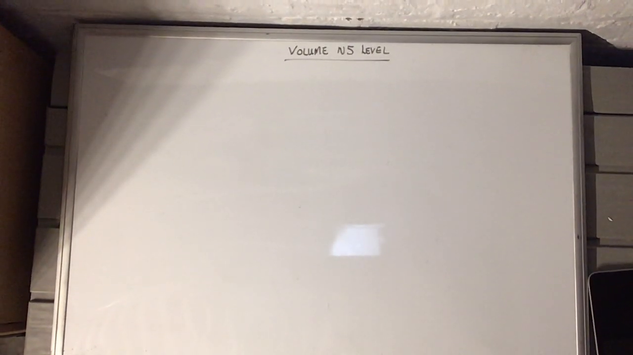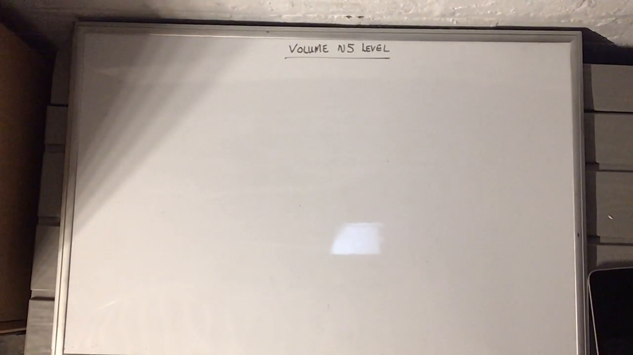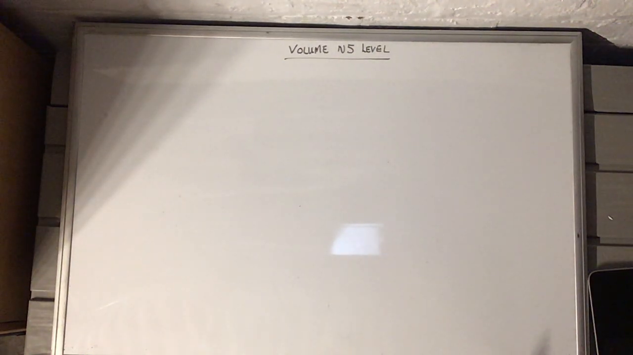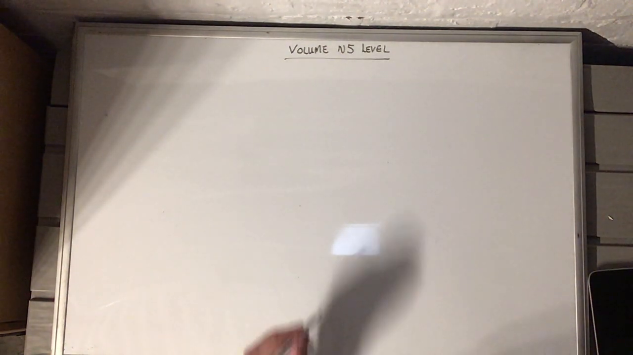Okay, this is a video at National 5 level for volume. It's just the first video, so it's a wee introduction of things you have to know and the types of questions that come up. The next video I'll actually do different types of questions to show you the different types that can come up. So this is just a wee short video on the basics that you need to know for National 5.